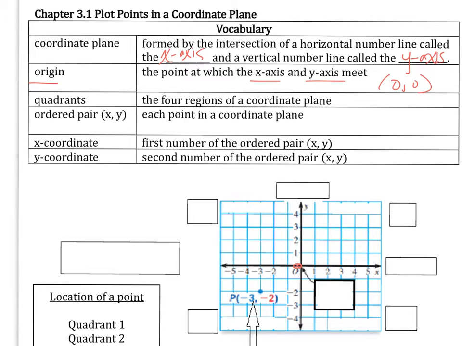Quadrants are the four regions of a coordinate plane. An ordered pair (x, y) is each point in a coordinate plane. The x-coordinate is the first number of the ordered pair. The y-coordinate is the second number of the ordered pair.